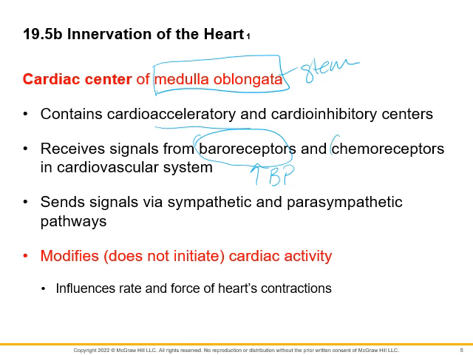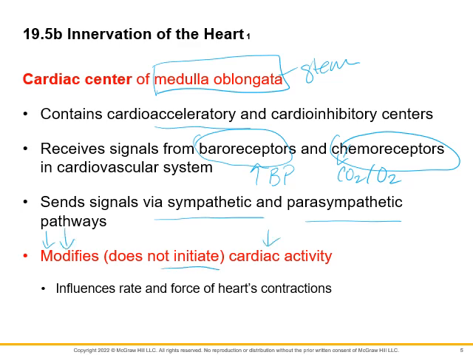They monitor blood pressure. You also have chemoreceptors, which are going to monitor the amount of chemicals. Let's think of things like the amount of CO2 in your blood or the amount of oxygen in your blood. And these can send messages on sympathetic or parasympathetic pathways. So think of the brain as modifying, not initiating, cardiac activity.